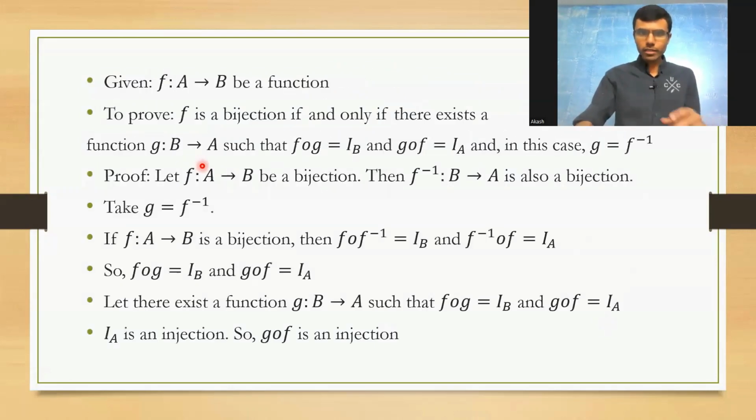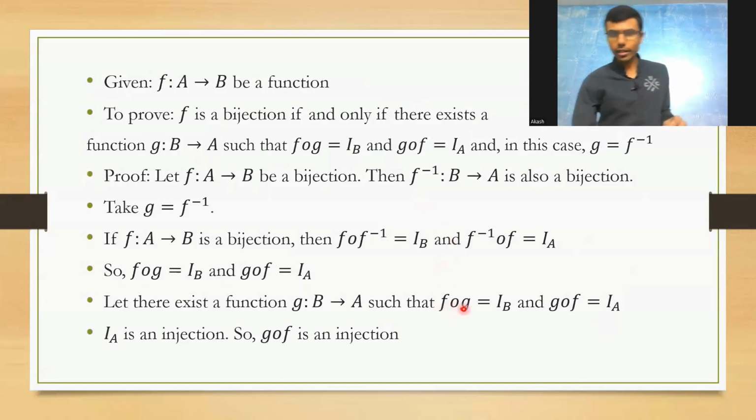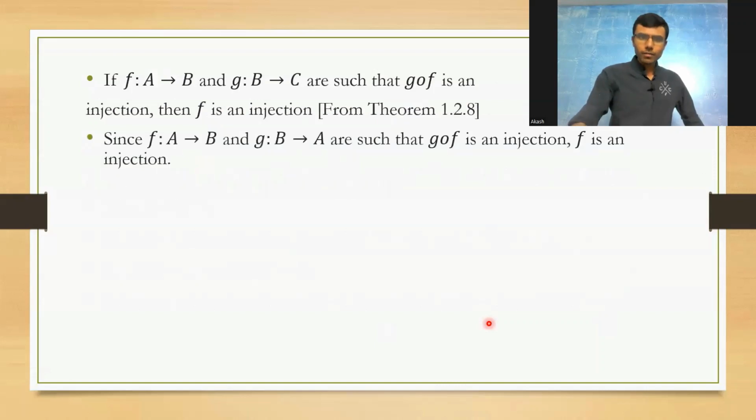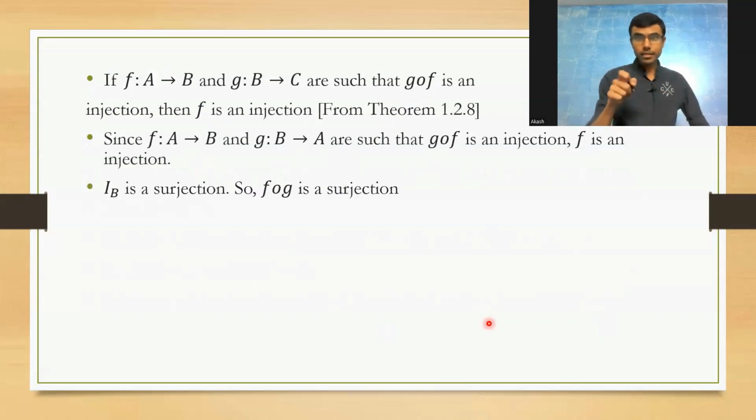if you remember, I got f circle g is equal to IB. Now IB is an identity function. Same logic. An identity function is a bijection. Since it is a bijection, it is a surjection also, right? Therefore, f circle g is equal to IB, so it is also a surjection. Since IB is a surjection, therefore f circle g is a surjection.